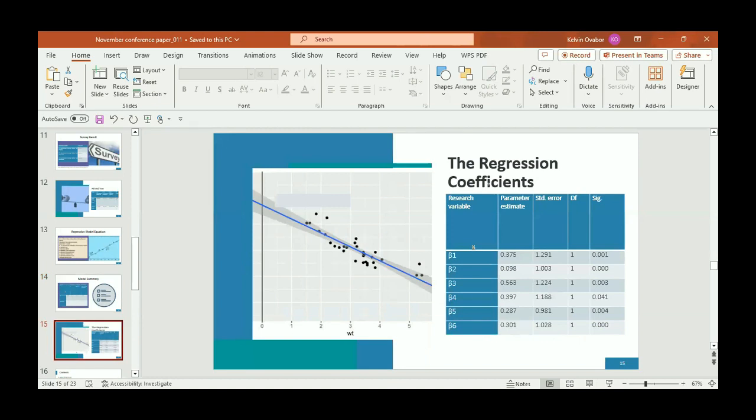Now, looking at the regression coefficients, we can see beta 1, beta 2, beta 3, beta 4, beta 5, and beta 6. We can see the level of significance of each of the parameters here.